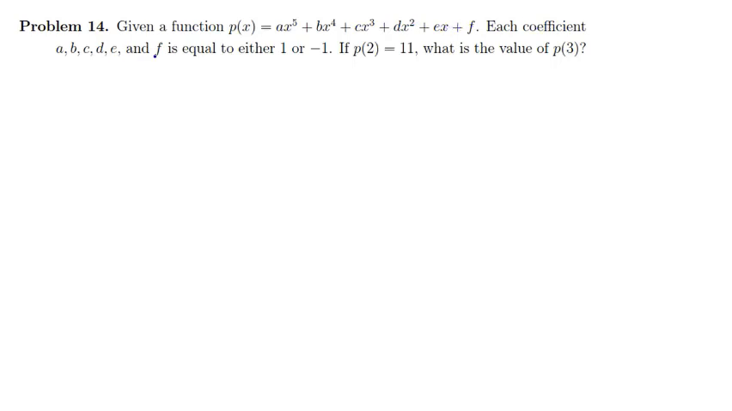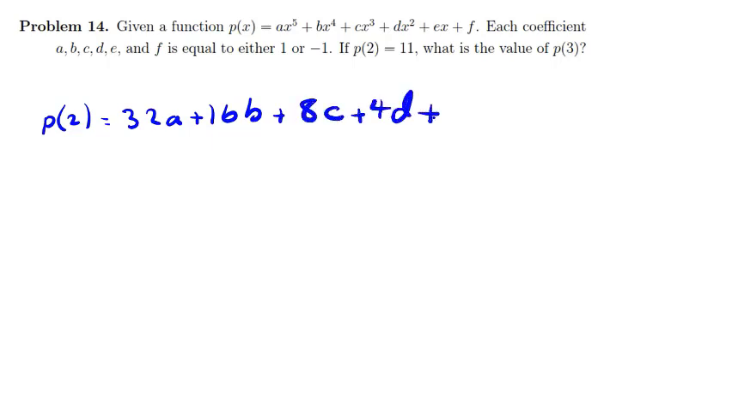Each coefficient a, b, c, d, e, and f is equal to either 1 or negative 1. If p of 2 is 11, what's the value of p of 3? So here, if you consider p of 2, you should replace x with 2. It will be 32a plus 16b plus 8c plus 4d plus 2e plus f.